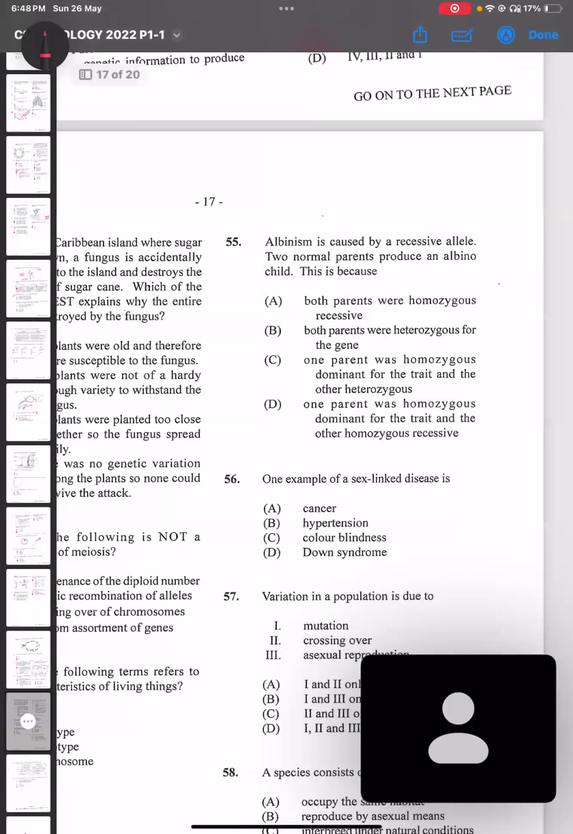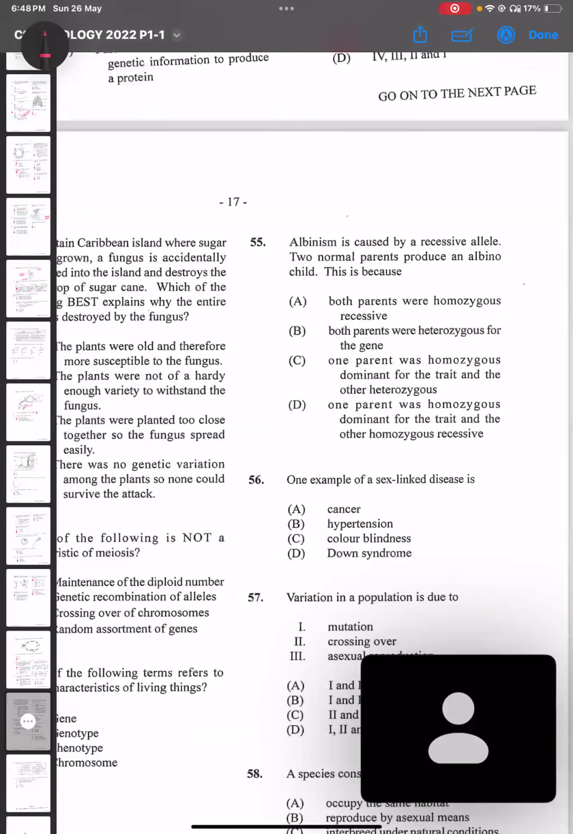Question 55: albinism is caused by a recessive allele. Two normal parents produce an albino child. This can't be A, because if they were both homozygous recessive, they would both have albinism, both parents. If one parent was homozygous dominant and the other heterozygous, we still wouldn't have any of the children having albinism. One parent was homozygous dominant and the other was homozygous recessive.